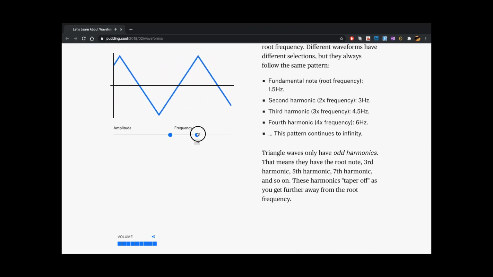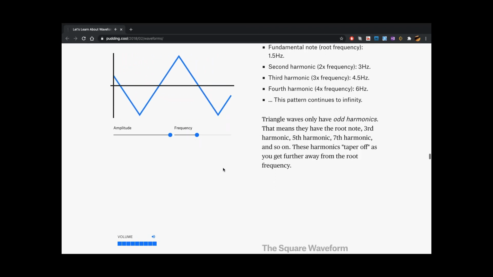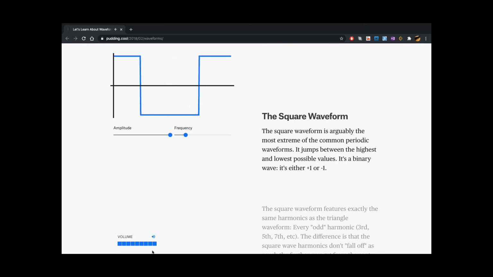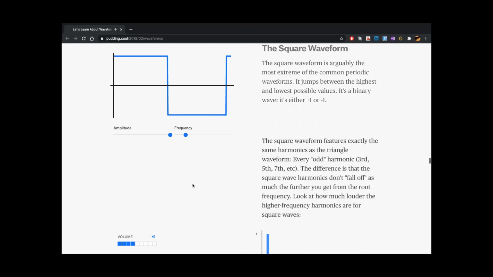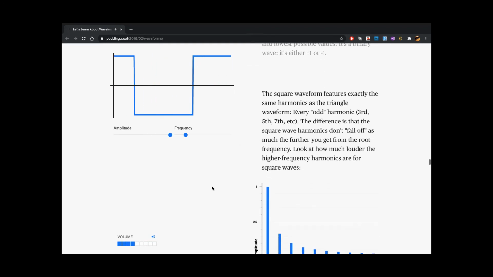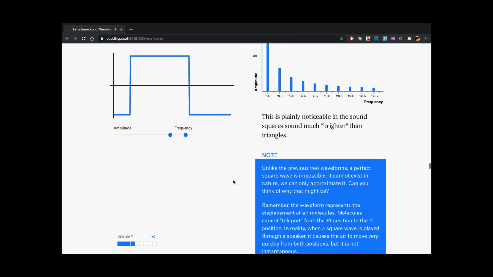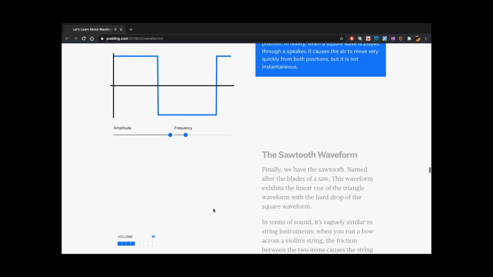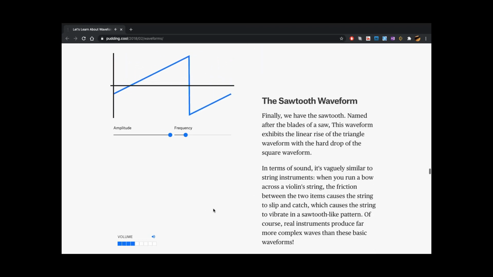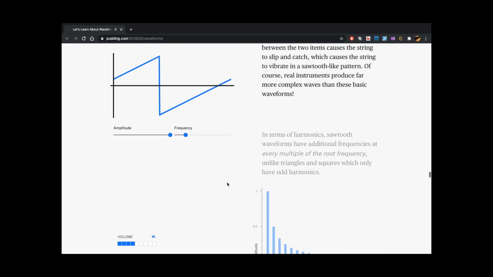And you can hear also the sound has changed, right? Okay, I'll reduce the volume. This is another kind of waveform, a square waveform. The spectrum looks like this. Now what you see is a sawtooth waveform. The spectrum looks like this.